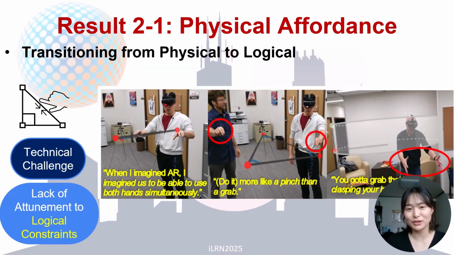Now, let's move on to physical affordances. Nearly half of the usability issues we found were related to physical affordances. Many teachers treated AR objects like real ones, but the system only recognized simple gestures like pinching or collapsing, which caused problems. This was both a technical challenge and a sign that teachers were not attuned to the way physical interaction works in AR.